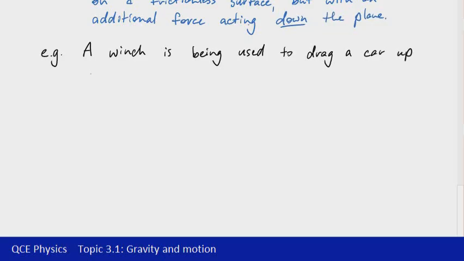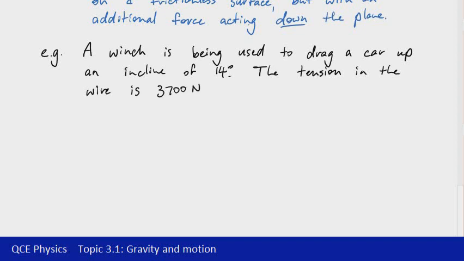So this incline has an angle of 14 degrees, and the situation that we're going to deal with here, there's a tension of 3,700 newtons, and the car has a mass of 1,300 kilograms. Now, what's happening in this situation, or what the rest of this question is, will determine how we go through and solve it.